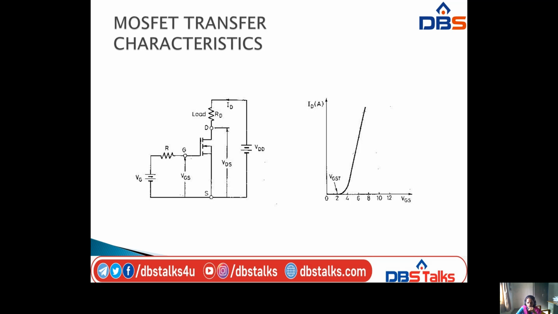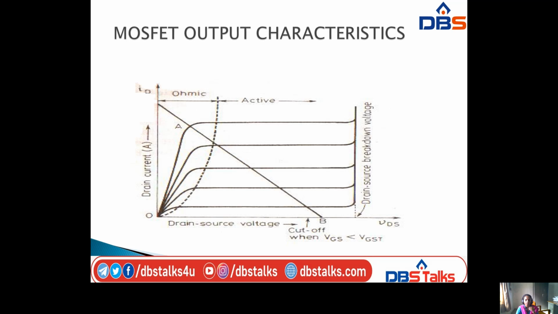And next, MOSFET output characteristics. These are the MOSFET output characteristics. Output characteristics means drain source voltage and drain current ID. The curves will be like this. Here the active region will be there, and the drain source breakdown voltage will be obtained here. And this is the active region.